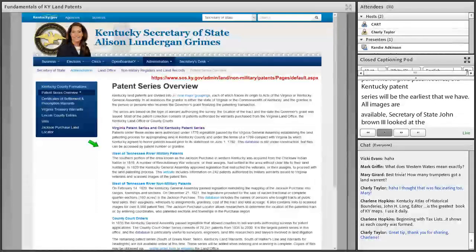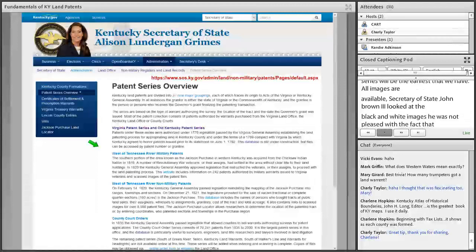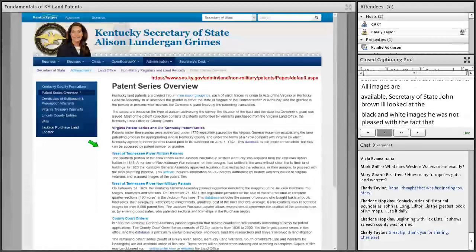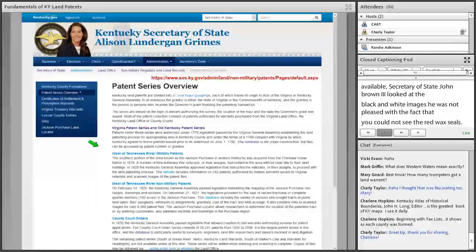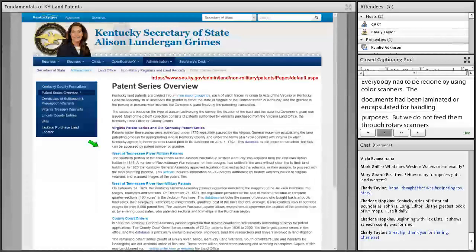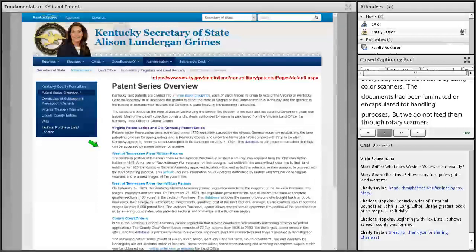He was not pleased with the fact that you could not see the red wax seals. So everything had to be redone by using color scanners, flatbed scanners. The documents have been laminated or encapsulated for handling purposes, but we do not feed them through rotary scanners. We use a flatbed scanner at 360 resolution. All documents pertaining to Virginia's and Old Kentucky's are online.